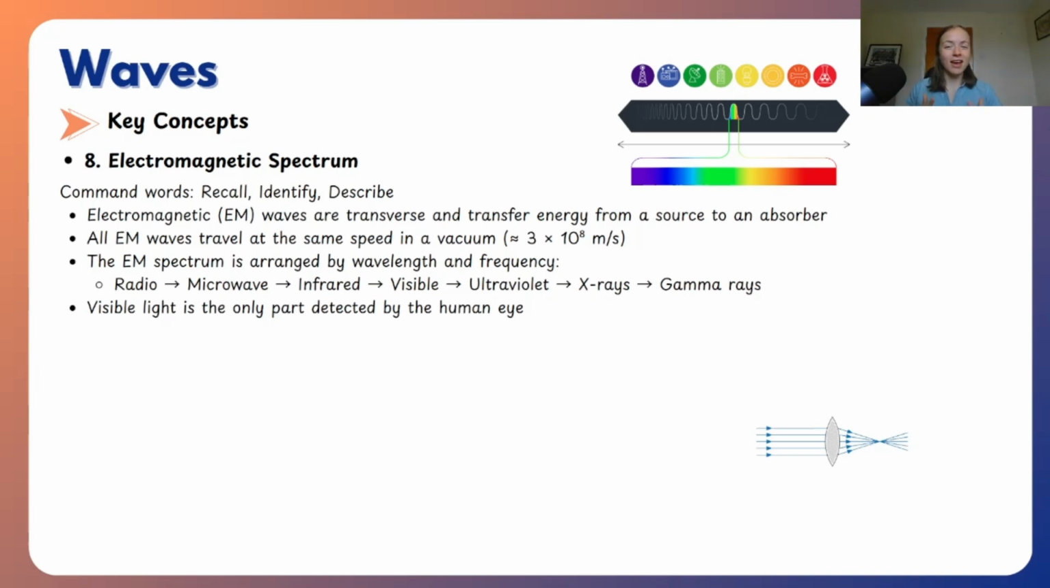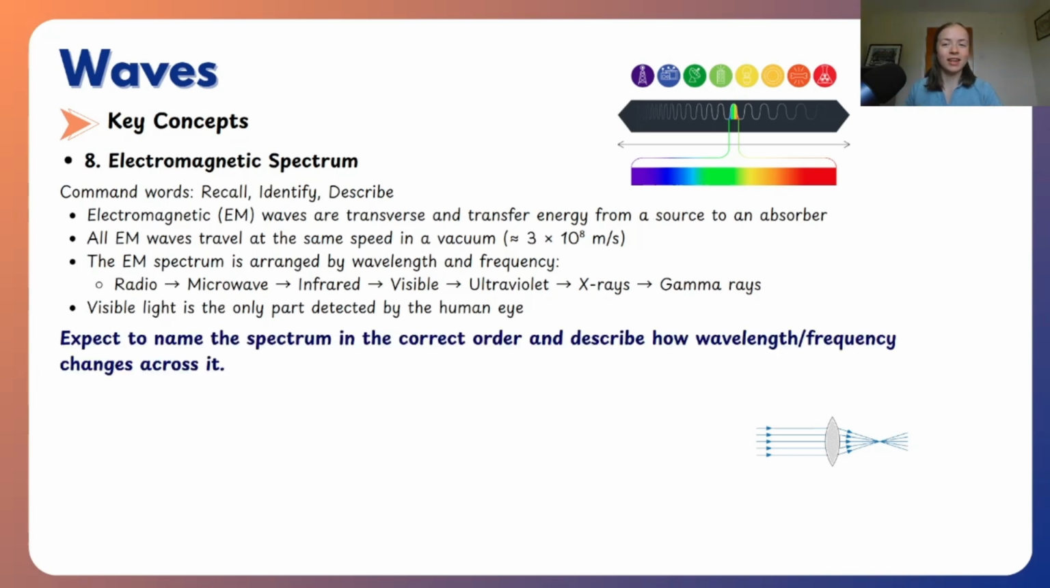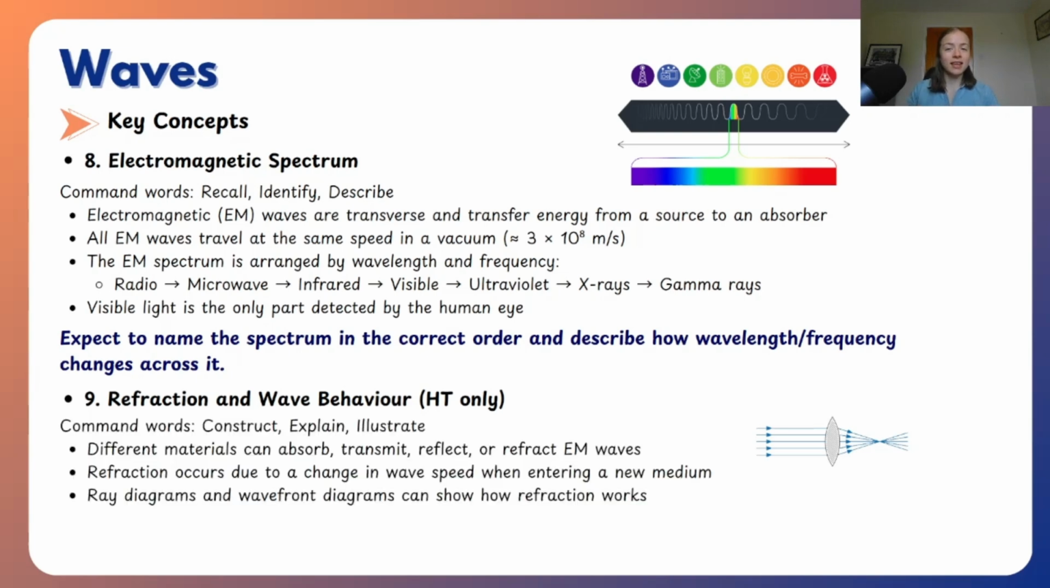And visible light is the only part which is detected by the human eye. So expect to name that spectrum in the correct order and describe how the wavelength and frequency will change across it as well. And if you're a higher tier only student, you also need to relate these to refraction and wave behaviour. So the idea that different materials can absorb, transmit, reflect or refract electromagnetic waves.